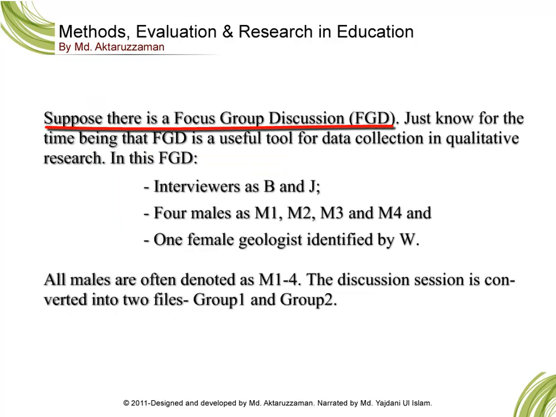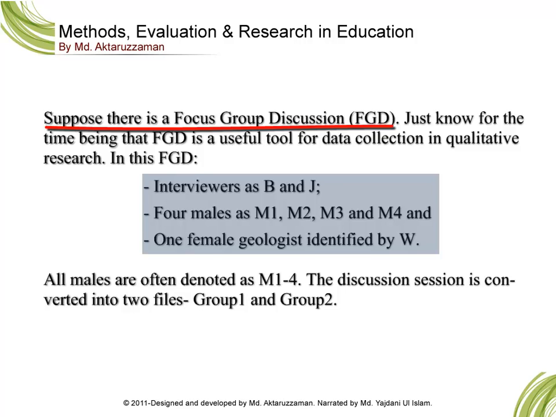Suppose there is a focus group discussion, FGD. Just know for the time being that FGD is a useful tool for data collection in qualitative research. In this FGD, the interviewers are denoted as B and J. There are also 4 males as M1, M2, M3 and M4, and 1 female geologist identified by W. All males are often denoted as M1 to M4. The discussion session is converted into 2 files, Group 1 and Group 2.